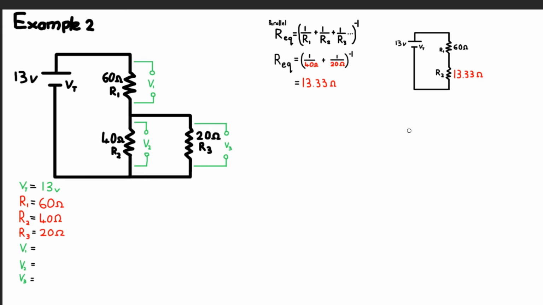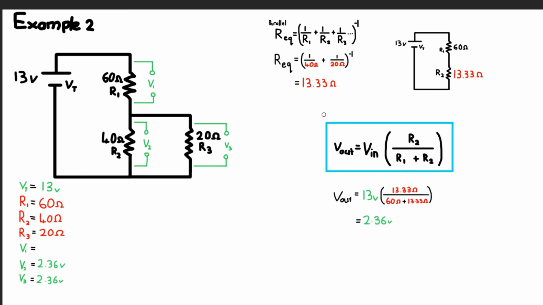Now we have to remember that this R2 EQ is just the equivalent of having one resistor in series rather than two in parallel. So now we have the equivalent of a two resistor series circuit, exactly the same as in example 1, but now R1 is 60 ohms and R2 is 13.33 ohms. Now that we have simplified it, we can slap that into our voltage divider formula. So V in is 13 volts times an R2 of 13.33 ohms over 60 ohms plus 13.33 ohms. This gives us a V out of 2.36 volts.